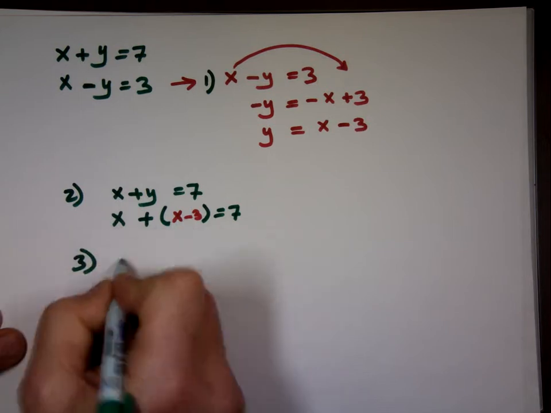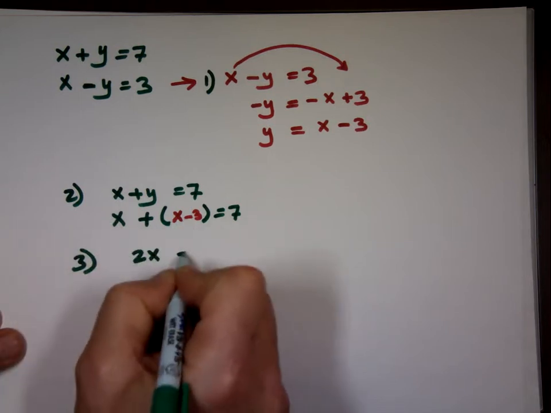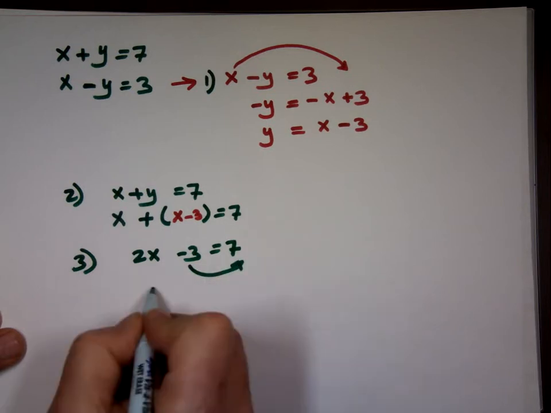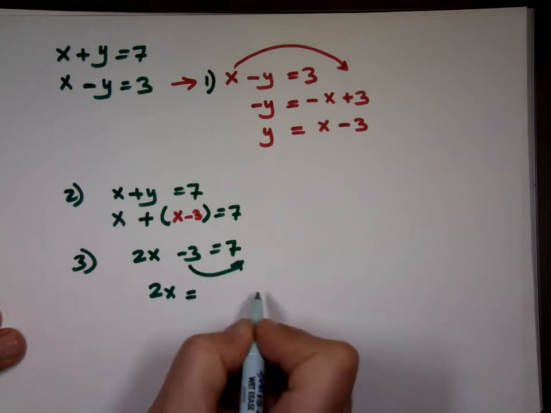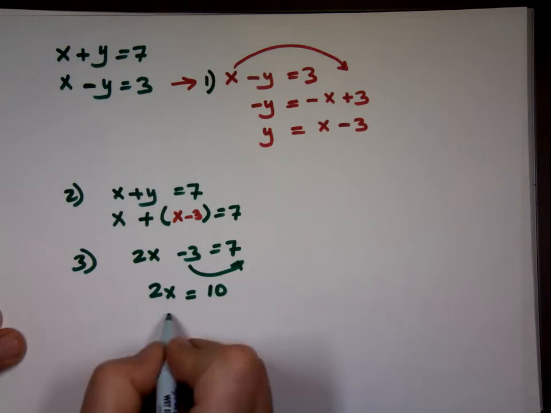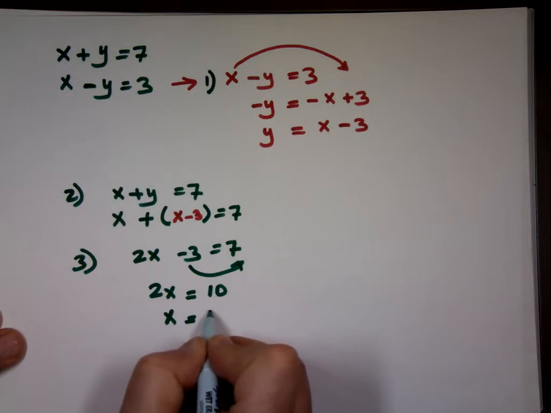What's X plus X? 2X minus 3 equals 7. Take the minus 3 there. 2X equals what? 7 plus 3, which is 10. Or X equals 10 divided by 2, which is 5.